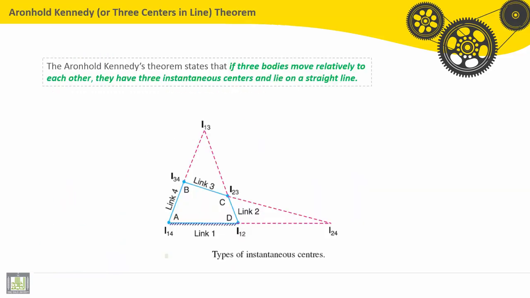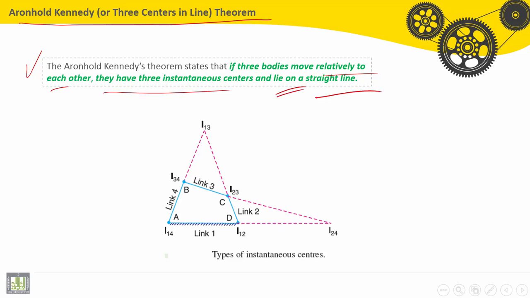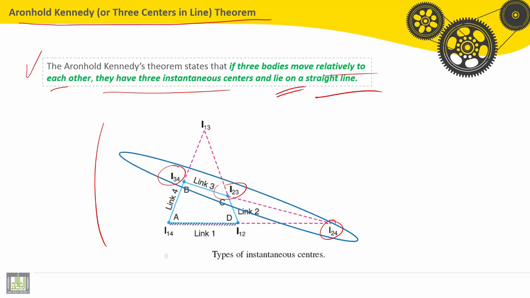Now, we'll see the Arnold-Kennedy theorem, also called the three centers in line theorem. The Arnold-Kennedy theorem states that if three bodies move relative to each other, they have three instantaneous centers and these lie on a straight line. Let's see this example of a four-bar mechanism. We can remark here that I24, I23, and I34 for link 3, these three instantaneous centers of rotation are in the same line.